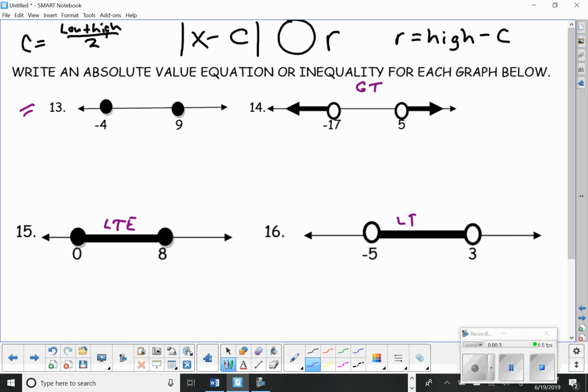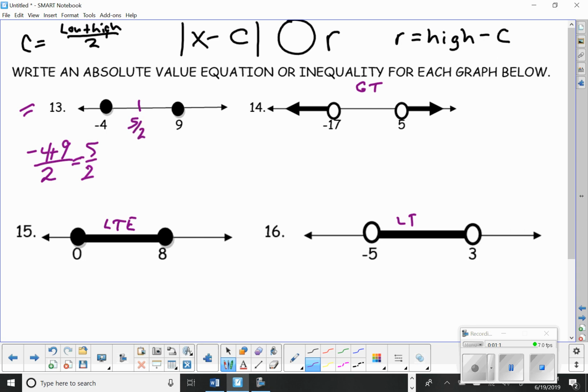Now, for each one of these, you need the center and the distance from the center to either end. How do we find the center? Well, that's easy. You add the low number and the high number and divide it by 2, and that gives you your center point. So -4 plus 9 divided by 2 is going to be 5 halves. It's a fraction. It's okay. You can do that.